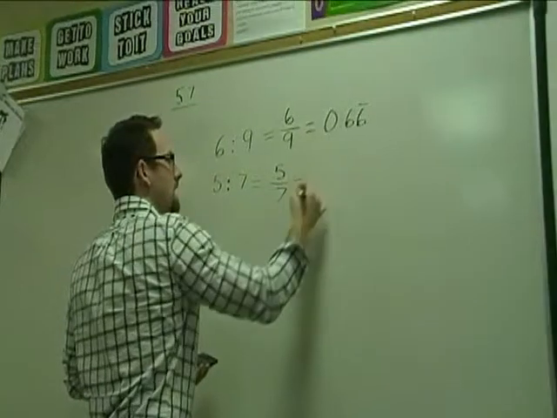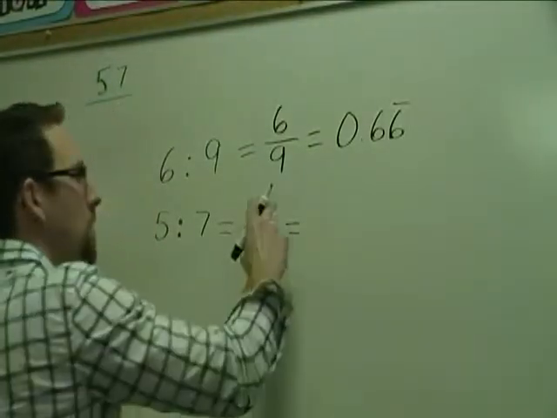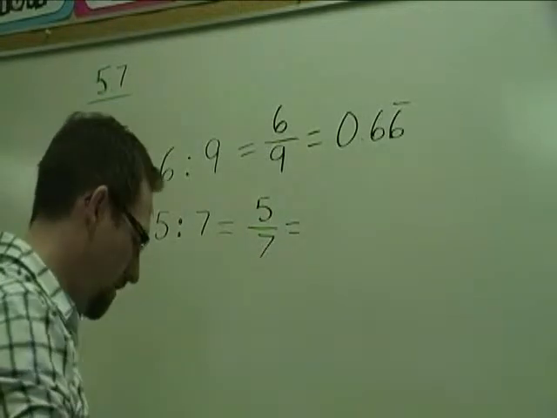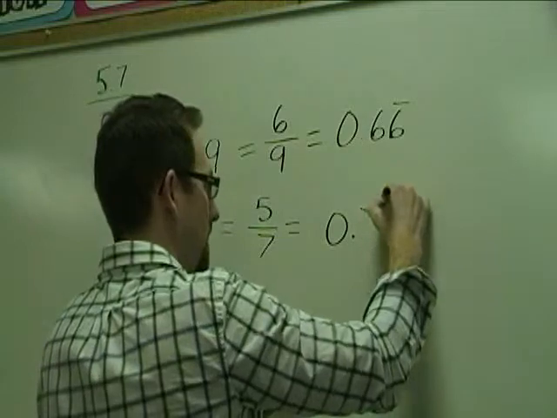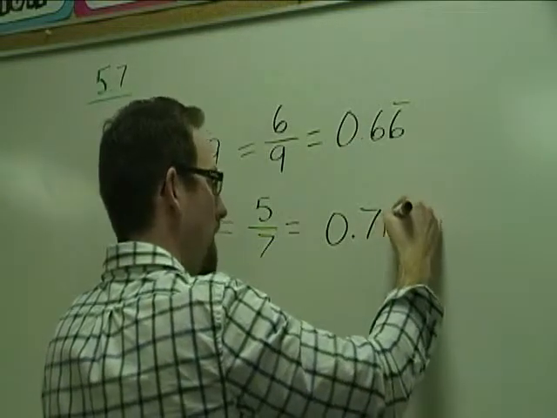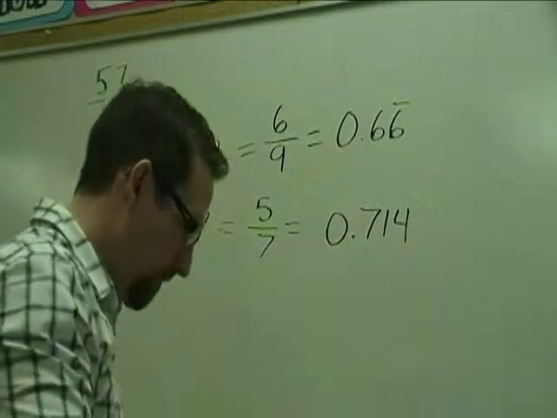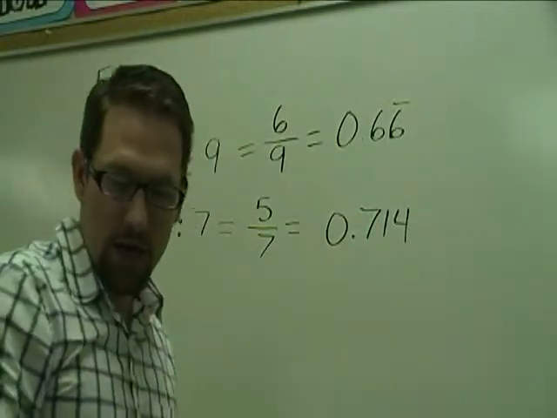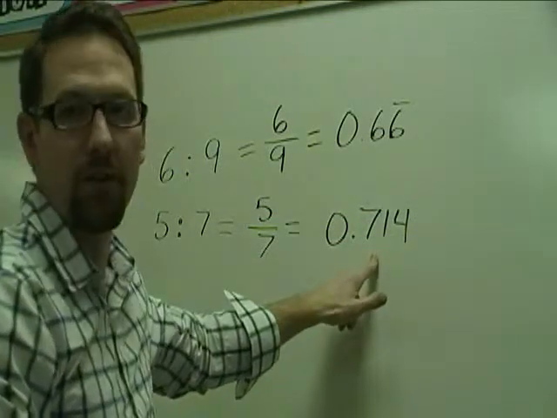I'm going to go ahead and get a decimal here. 5 divided by 7, numerator divided by denominator equals, and I get a decimal of 0.714. You can keep going, but 3 is enough. Okay, 2 or 3 is enough. And I can already look at that and say, well, the bottom is obviously bigger.